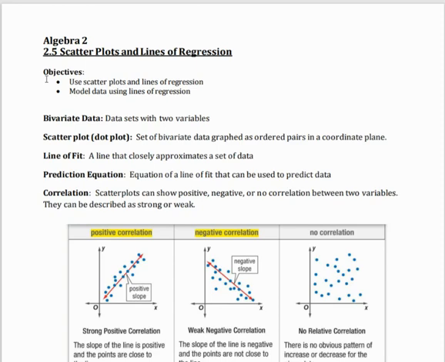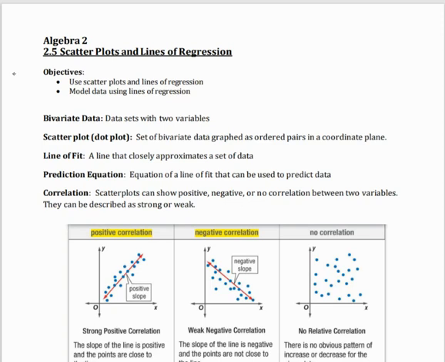So the first thing we have is bivariate data. And what this means is data sets with two variables. And if you recall, bi, like bicycle and so forth, means two. So with bivariate data, we're comparing two sets of variables. x and y are the most common variables, of course, used. So what is a scatter plot?